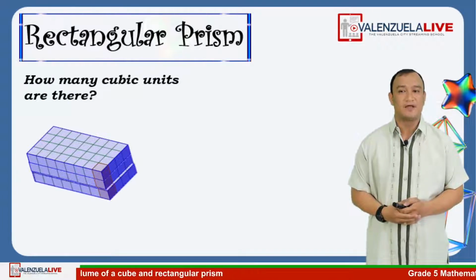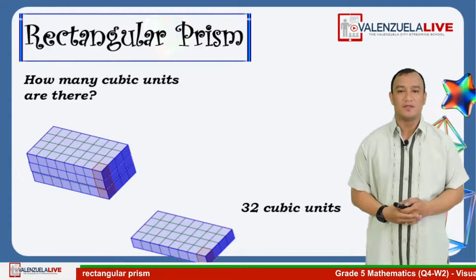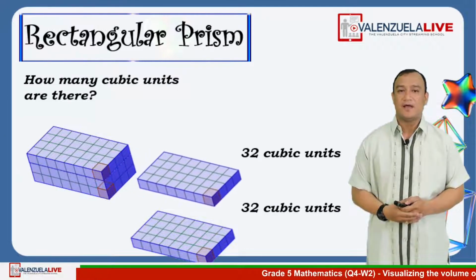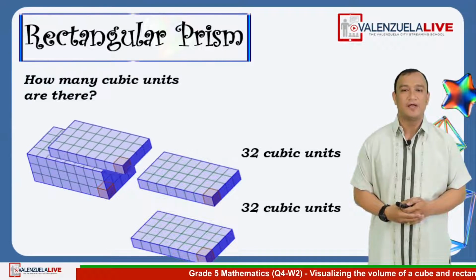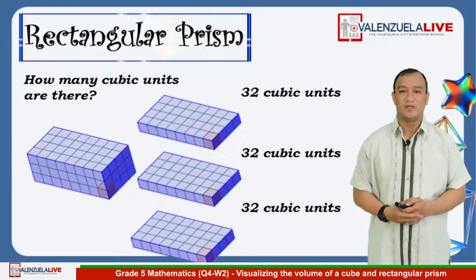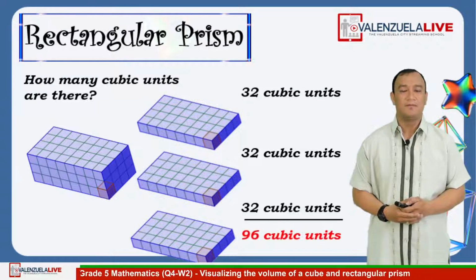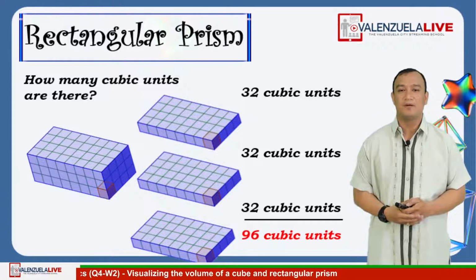For the first layer, it has 32 cubic units. Second layer has 32 cubic units. And the third layer also has 32 cubic units. A total of 96 cubic units as our volume.